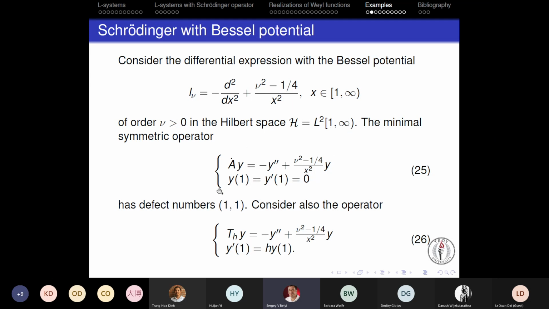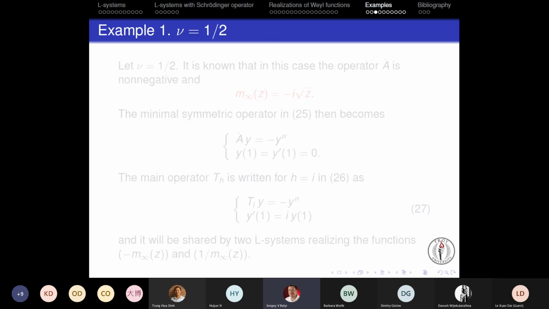The minimal symmetric operator is right here, A dot, with 0, 0 for function and derivative on the left end. Its deficiency indices are 1, 1. And the operator T h has the same differential expression, with y prime of 1 equal to h times y of 1. So this will serve us as a base for the two examples that follow.